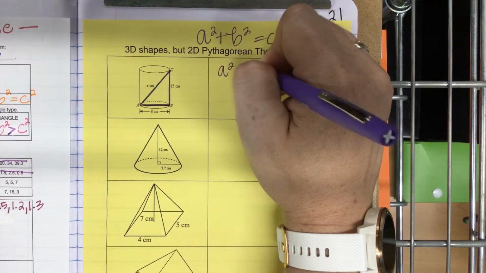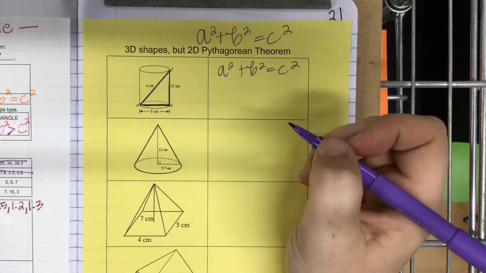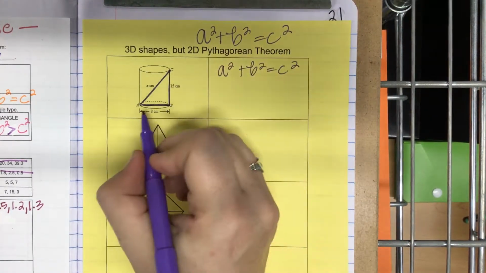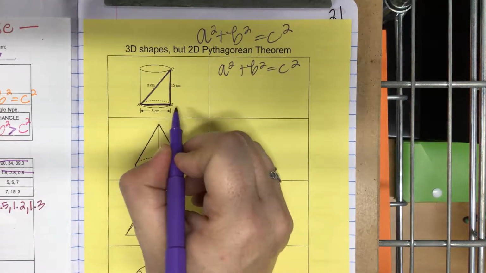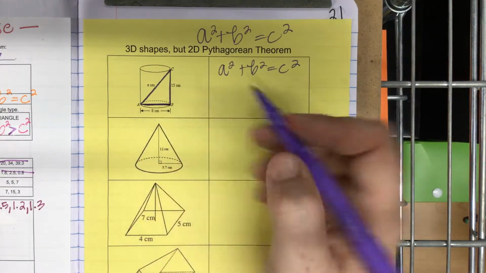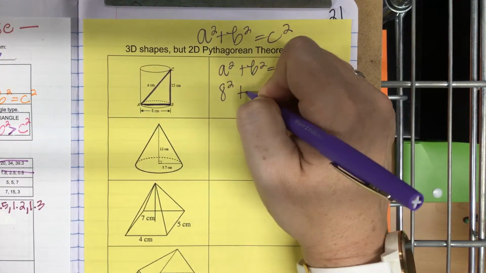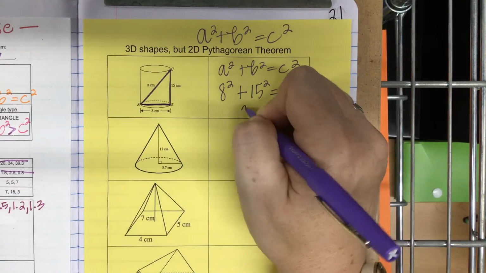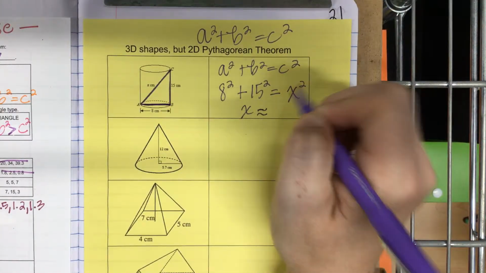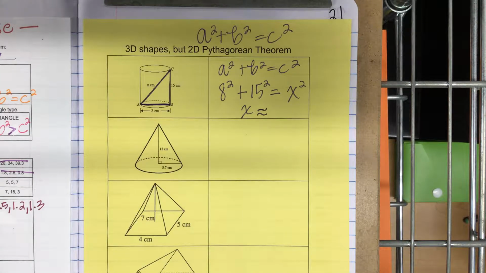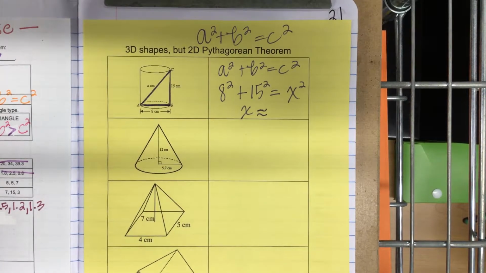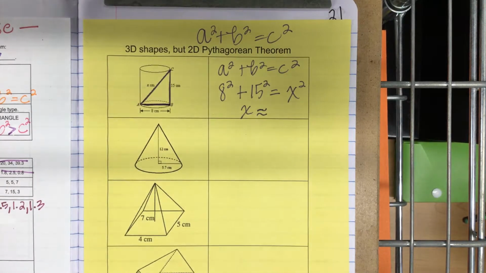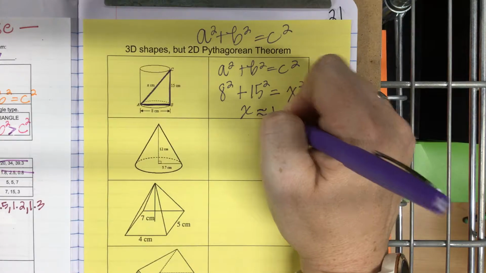So we have a squared plus b squared equals c squared. Where we have the height, we have the diameter, the distance across a circle, and our value. So I could do 8 squared plus 15 squared equals x squared. So 64 plus 225, and then the square root of 64 plus 225. What is it? 17.